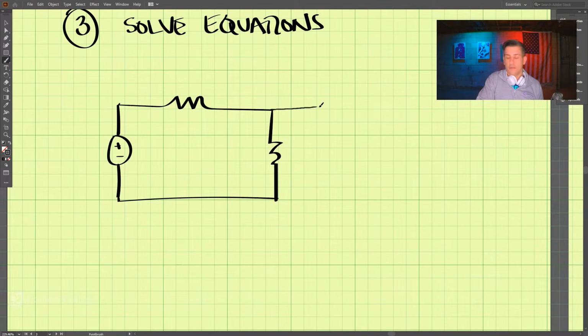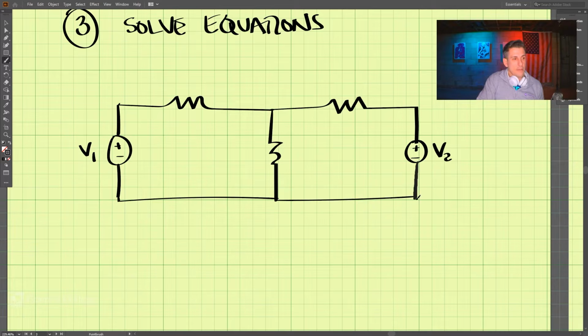Then we have another resistor over here and a voltage source over here. So we have V1 as our voltage source here and V2 as our voltage source on that side. And we have R1, we can call this R2 and R3.